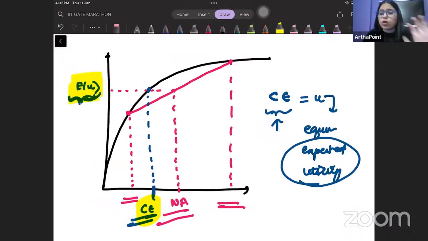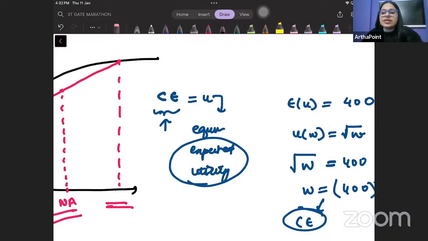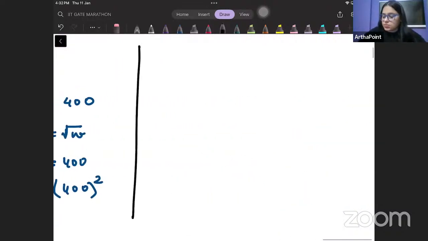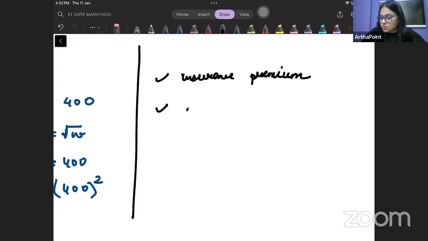This is very important from exam point of view and this will come in exam 150%. Then the next thing that can be asked in exam from this chapter is to find out insurance premium. But please revise this chapter as many times as possible. It's an important one. And actuarially fair insurance.